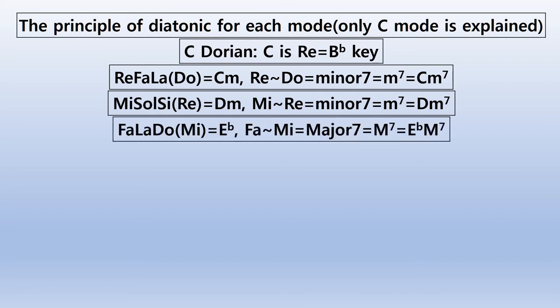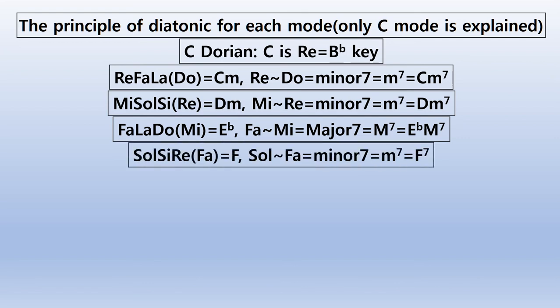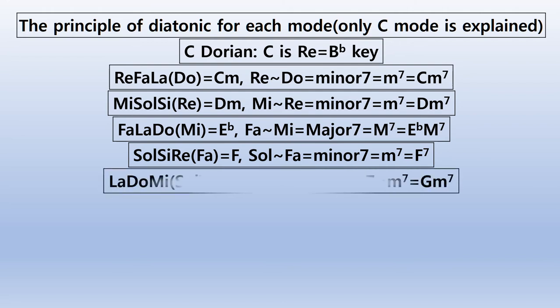The third pa la do triad is E flat, and the upper note mi is a major seventh from pa, so pa la do mi is E flat major 7. The fourth so si re triad is F, and the above note pa is a minor seventh from sol, so so si re pa is F7. The fifth la do mi triad is G minor, and the above note sol is a minor seventh from la, so la do mi sol is G minor 7.